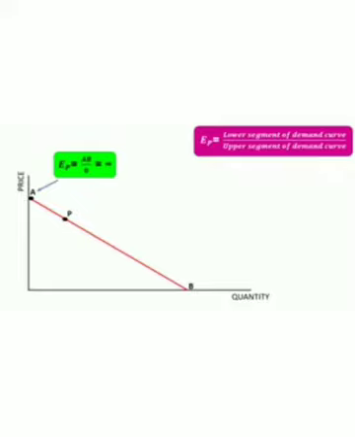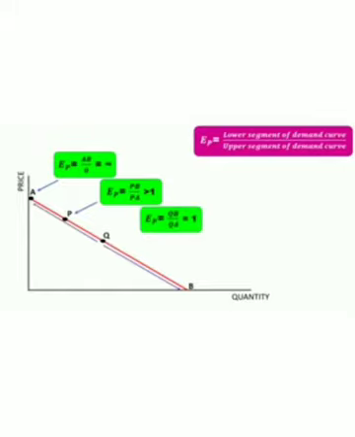At point P, EP is equal to lower segment PB divided by upper segment PA. Since here PB is greater than PA, therefore EP will be greater than 1 at point P. At point Q, EP is equal to lower segment QB divided by upper segment QA. Since here QB is equal to QA, therefore EP will be equal to 1 at point Q, which is the middlemost point on the demand curve.